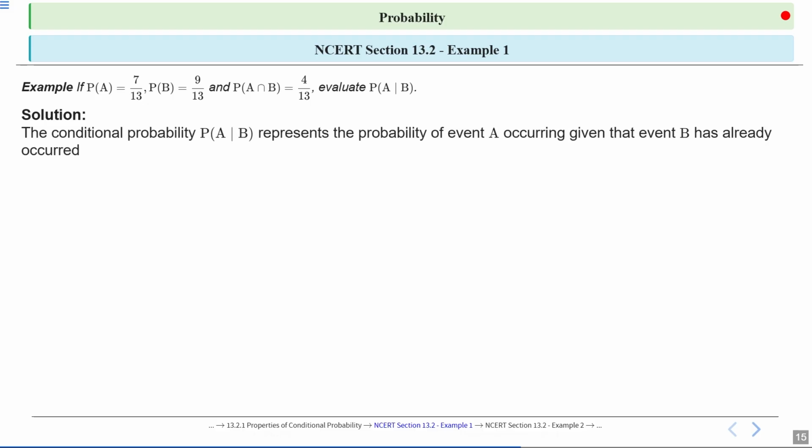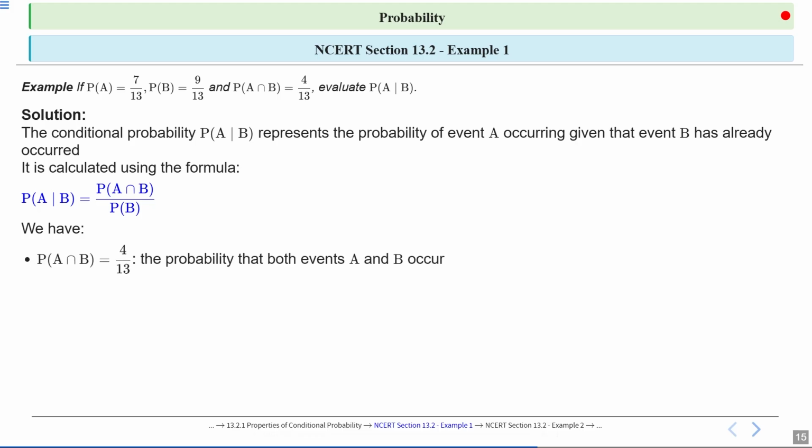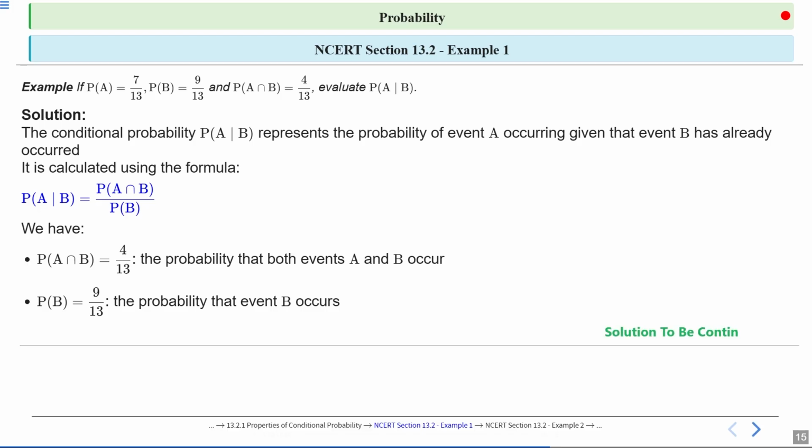So the conditional probability of A upon B represents the probability of event A occurring given that event B has already occurred. It is calculated using the formula: probability of A upon B is equal to probability of A intersection B upon probability of B. Now we have probability of A intersection B is equal to 4 upon 13, which is the probability that both the events A and B occur. Probability of B is equal to 9 upon 13, which is the probability that event B occurs. Got it?